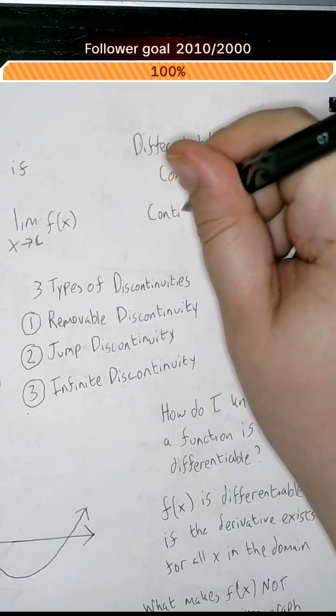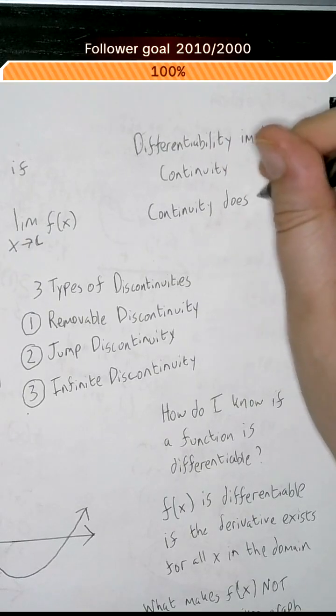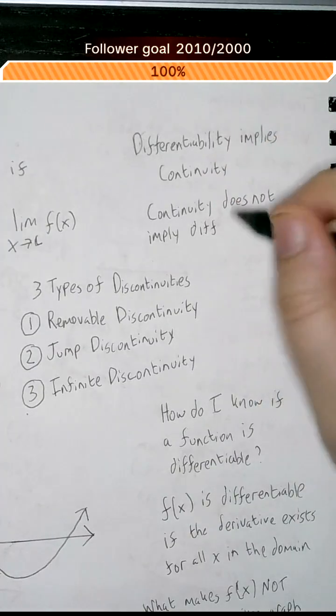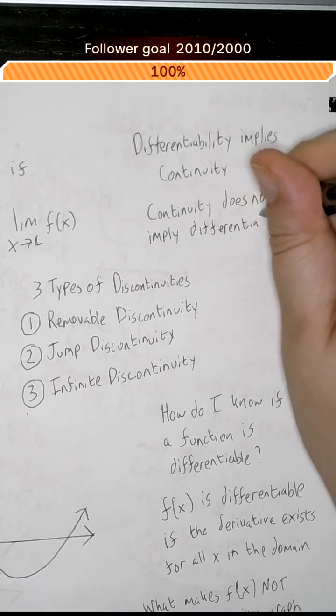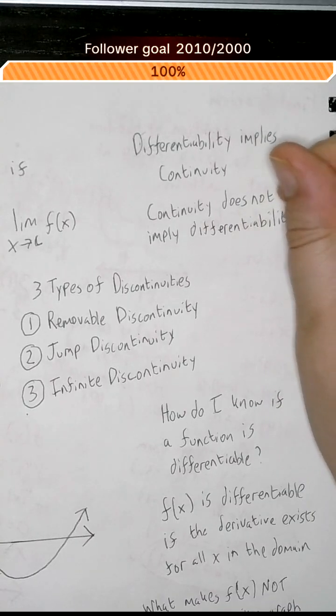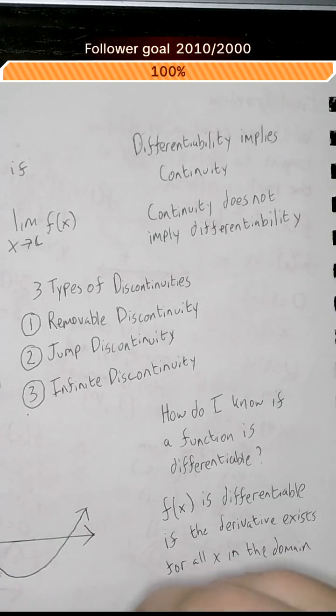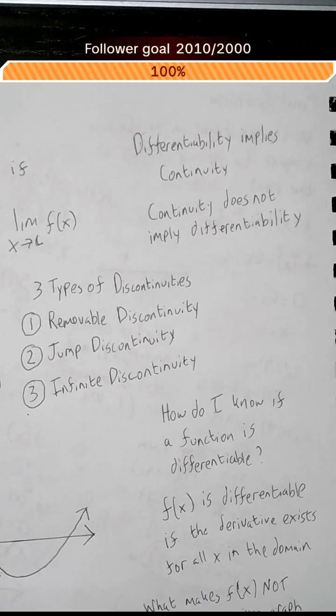However, continuity does not imply differentiability. So just because it's continuous doesn't mean it's differentiable. But if it's differentiable, we can say that it's continuous. So yeah, any questions so far? I don't see any, but just because I don't see any right now doesn't mean that you don't. So if you're typing out a question, please feel free to continue.